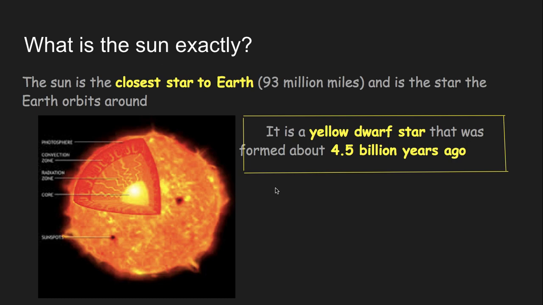What kind of star is the sun? It is a yellow dwarf star. It's actually not really that big compared to other stars in the universe. It's actually kind of a wimpy little star, but it's still important. It was formed about 4.5 billion years ago. It's about halfway through its life right now.